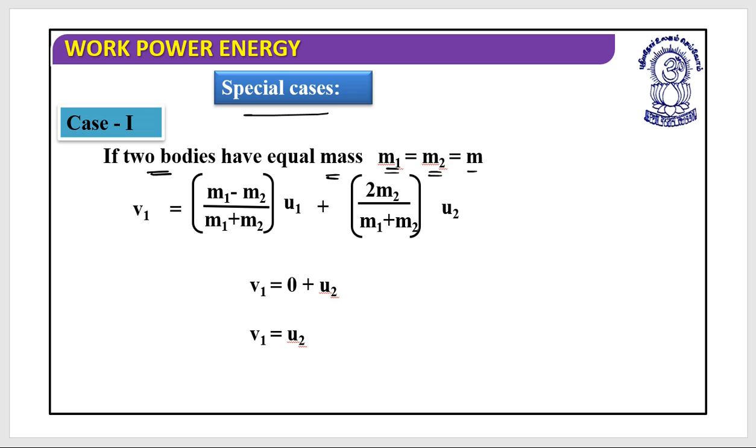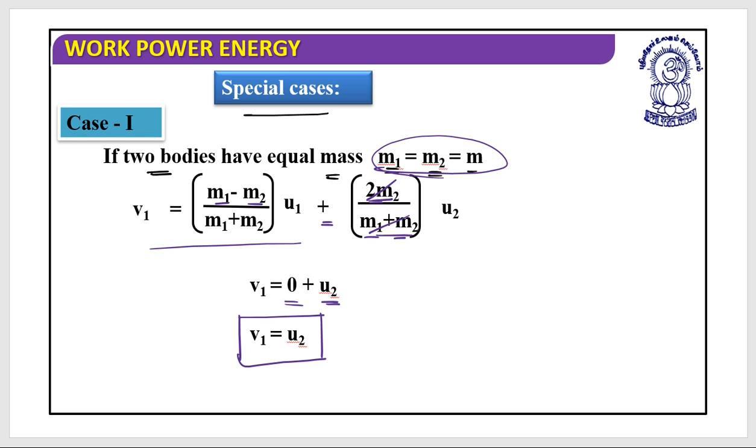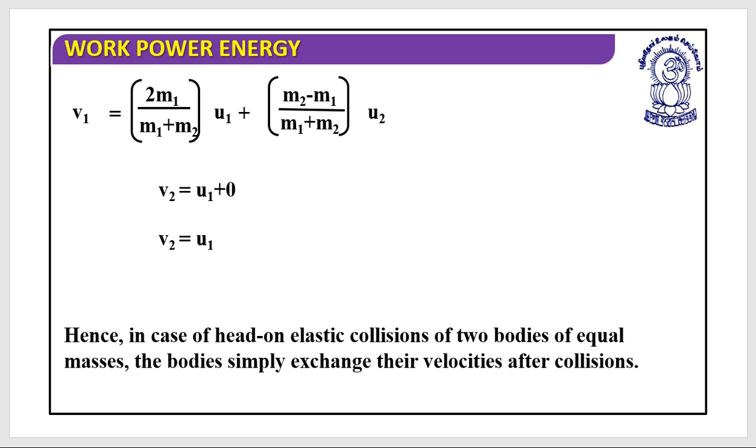We have this relation that we derived: v1 equals (m1 minus m2) upon (m1 plus m2) into u1 plus 2m2 divided by (m1 plus m2) into u2. If both have the same mass, then m1 minus m2, which is m minus m, would be 0, so that term is 0. Plus 2m divided by m plus m, again 2m over 2m, so only u2 is left. So the final velocity of the first object equals u2, the initial velocity of the second object.